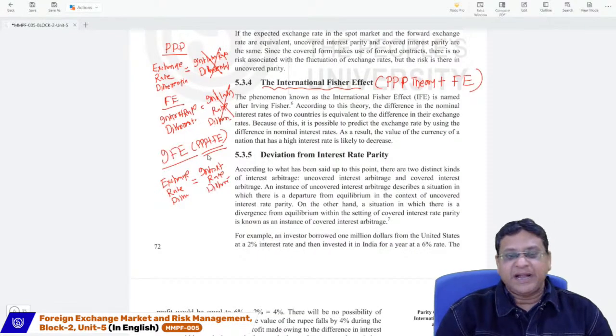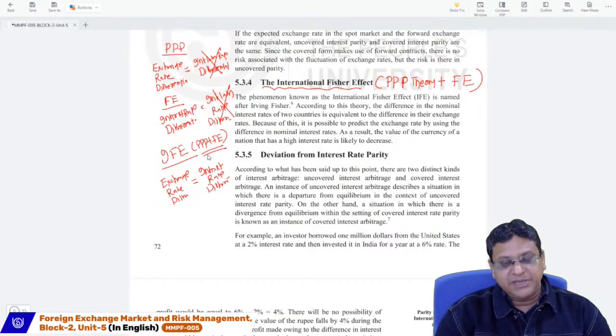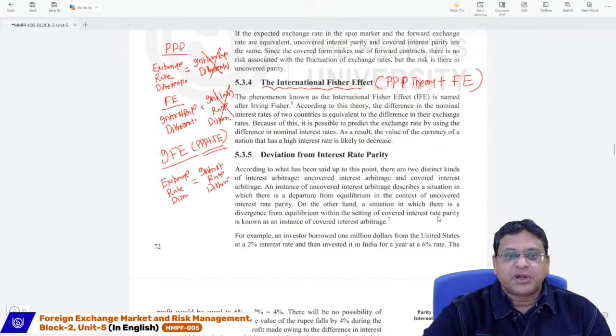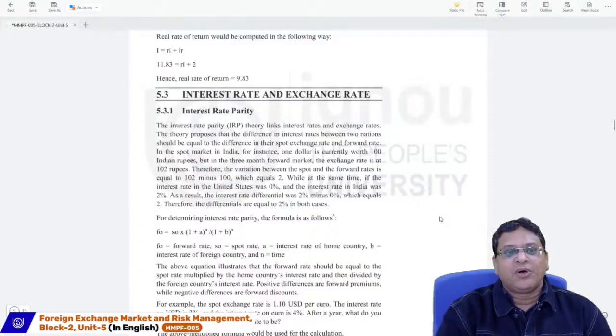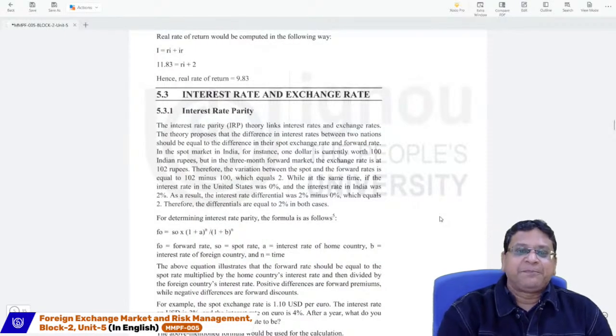So we have studied three important theories. First, we discussed PPP theory. First, we discussed the law of one price. Then we discussed PPP theory. There are two versions of PPP theory: absolute and relative. Next, we went for the Fisher effect. Next, we studied the international Fisher effect. Next, we will go for interest rate parity theory or IRP theory.